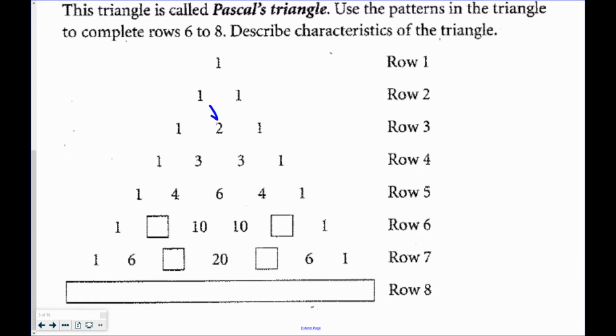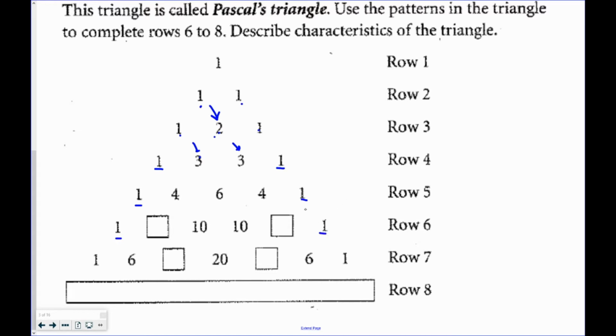In order to get this 2, what we're doing is you're actually adding up these 2 numbers here. So if you go 1 plus 1, you get 2. In order to get this 3, you go 1 plus 2, you get 3. And then you go 2 plus 1 to get 3. So always on the outside, you have 1s. You're noticing, just looking down, there's always a 1 on the outside.